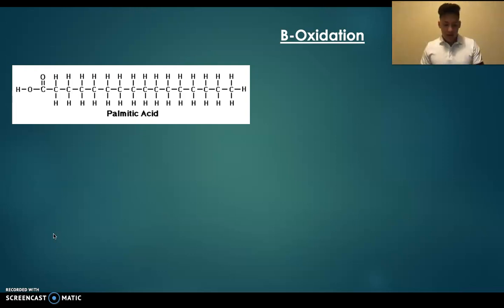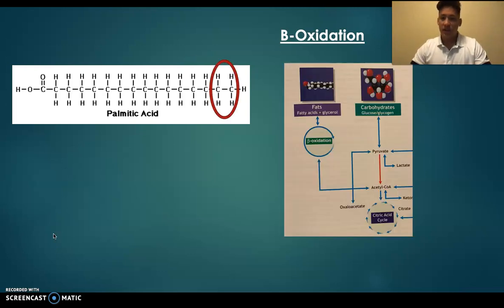So our first step is to try to get that big 16 carbon chain molecule into 2 carbon molecules. Those 2 carbon molecules will be called acyl fragments, and that's going to be in this beta oxidation area right here.